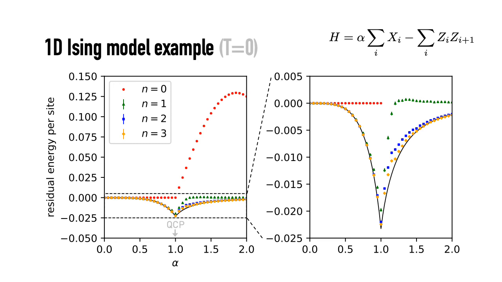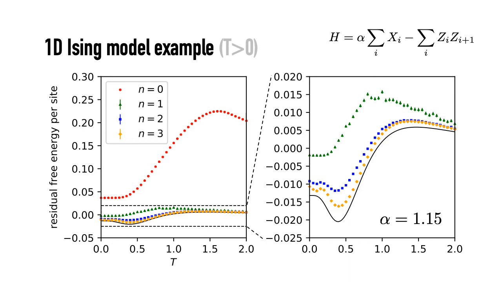I've plotted the energy per site relative to its approximation in second-order perturbation theory from either the low field or high field limits. These limits coincide at alpha equals 1, which is a quantum critical point. On this energy scale, the n equals 0 mean field solution doesn't look very good, but n equals 1 is sufficient for accurate results in the low field regime, and n equals 2 and n equals 3 show steady convergence in the high field regime.